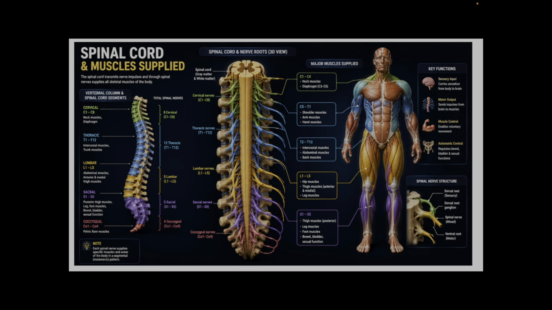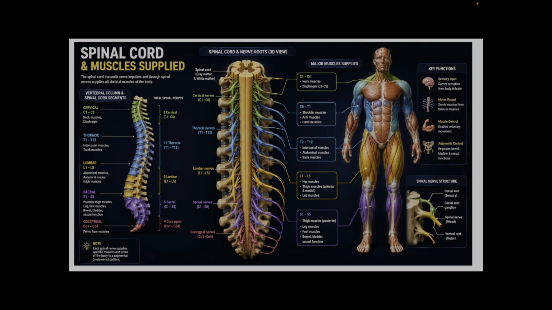Lumbar segments L1 to L5 innervate the hip flexors, anterior and medial thigh muscles and several muscles of the leg, playing a crucial role in standing, walking and lower limb movement.